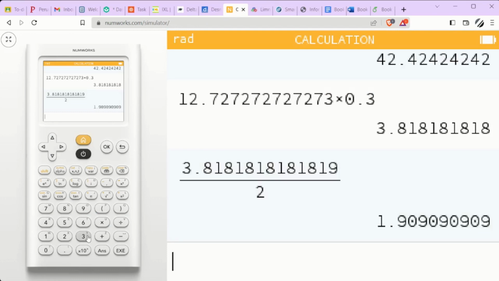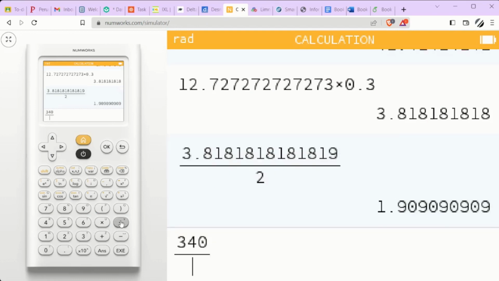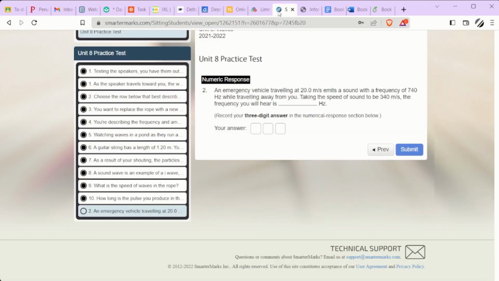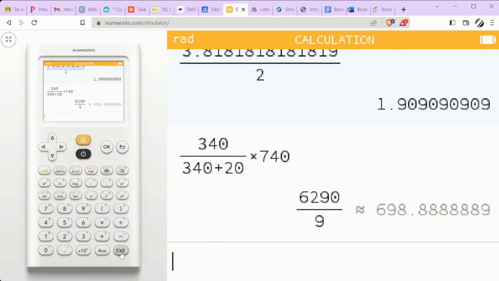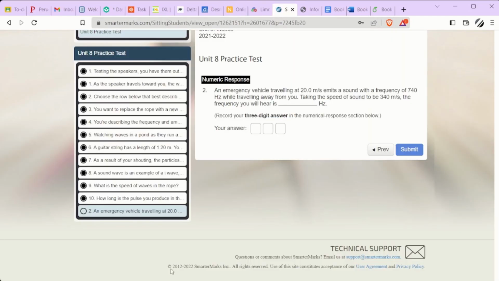So we have 340 over 340 plus 20, and this is multiplied by our 740 hertz, or about 699 hertz.